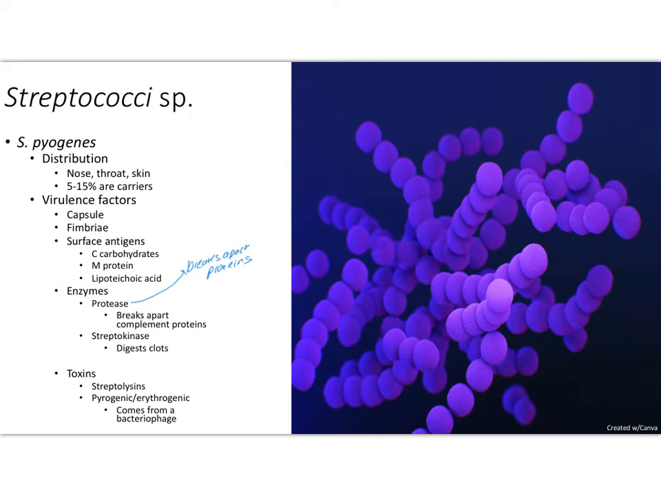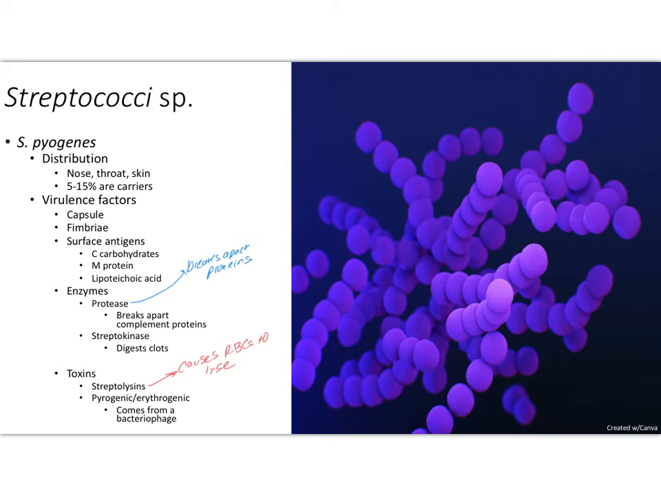In addition to the enzymes, it will produce a couple of significant toxins. One is that it produces streptolysins. These are toxins that will break apart red blood cells. It causes red blood cells to lyse or break apart. So you can think about that. That's why it says lysin. It means it breaks things apart.